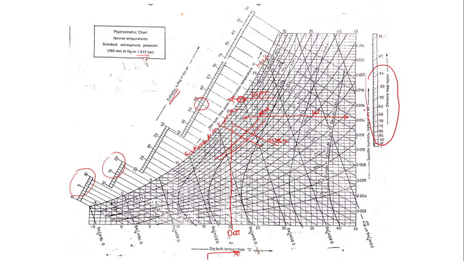This is the specific humidity scale. This is the sensible heat factor scale. This is the enthalpy scale over here. Okay, so this is what the psychrometric chart is. Fine. Now we will see how to get the properties of any point on the psychrometric chart.